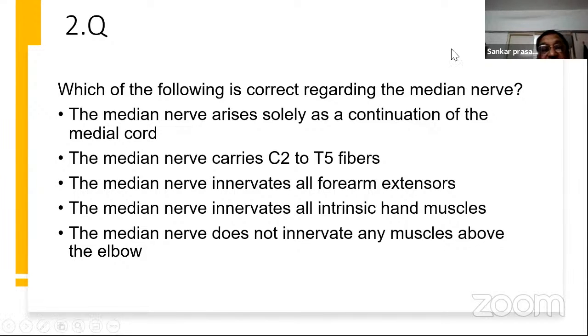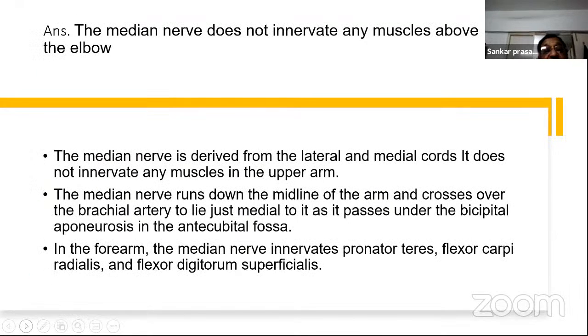Any answers coming? Yes, that's one. Right, very nice. So, does not innervate above the elbow. That's an excellent answer, and you are really following well. So let's read: the median nerve is derived from the lateral and medial cords. It does not innervate any muscles in the upper arm.